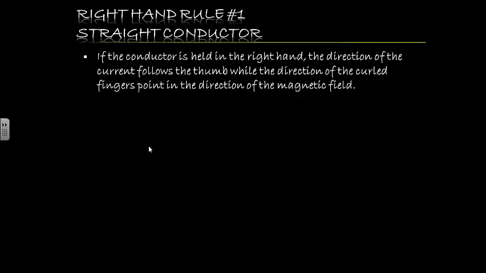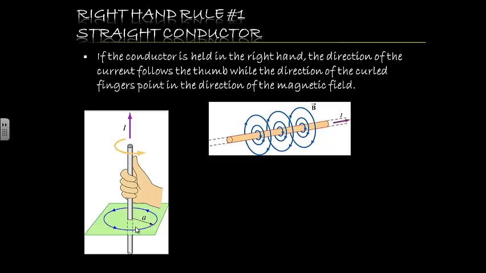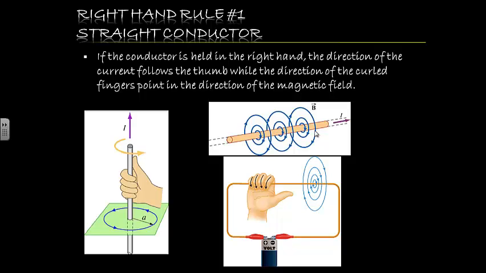Now that's a little hard to see through the wording, so we have some pictures here. You can see here's our conductor, and we've got current flowing up through that straight conductor. So this thumb is put in the direction of that conventional current flow, and the fingers depict the direction of the magnetic field. Okay, so that's the way it will work. Here's another picture. If you put your thumb on that straight conductor, your fingers will show the direction of the magnetic field. And another example.